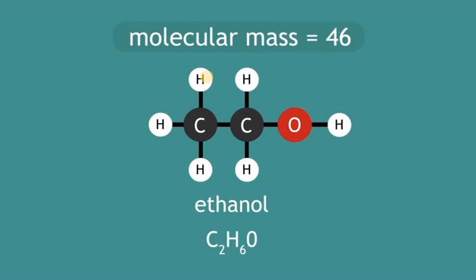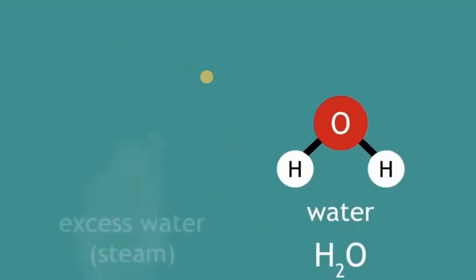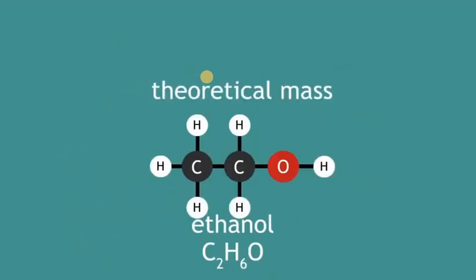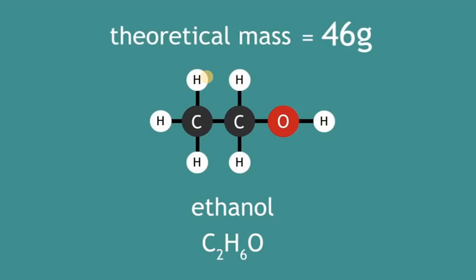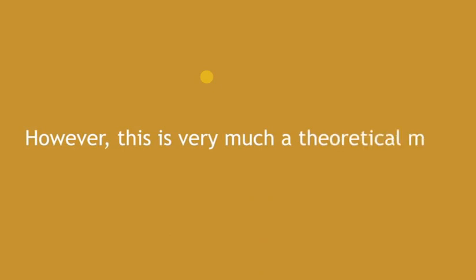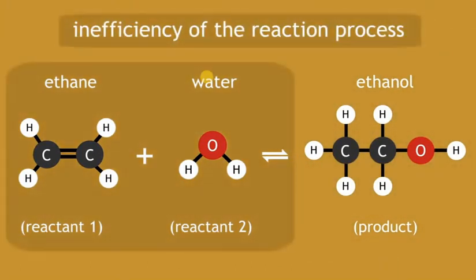From this, we can deduce that using 28 grams of ethene and excess water, the theoretical mass of ethanol formed is 46 grams. However, this is very much a theoretical mass. In practice, the mass of the product formed is actually less than the mass we predict due to the inefficiency of the reaction process. I hope we know what the word efficiency means.